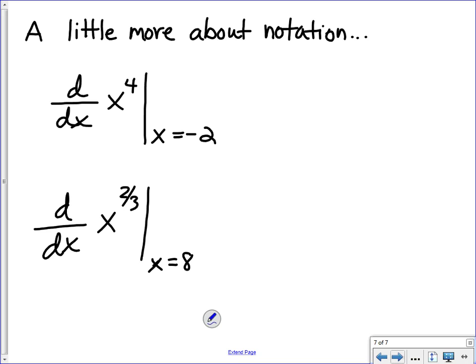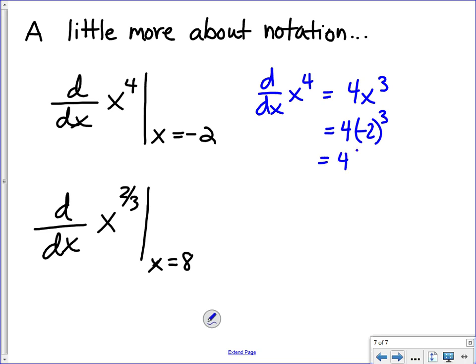The last thing I want to show you is that sometimes you'll find your derivative and then you'll plug in a value of x. So this notation is telling you to find the derivative of x to the 4th when x equals negative 2. Okay, so the derivative of x to the 4th would equal 4x cubed. And then we're going to plug in a negative 2 for x. Negative 2 cubed is negative 8. And 4 times negative 8 is negative 32. So this would equal negative 32.